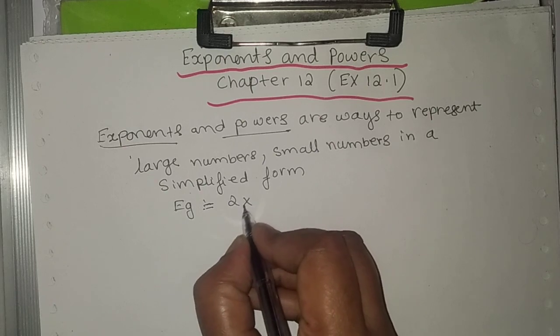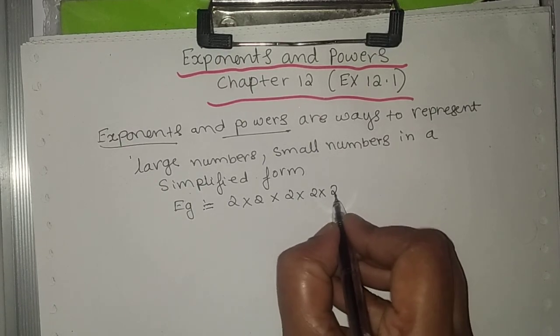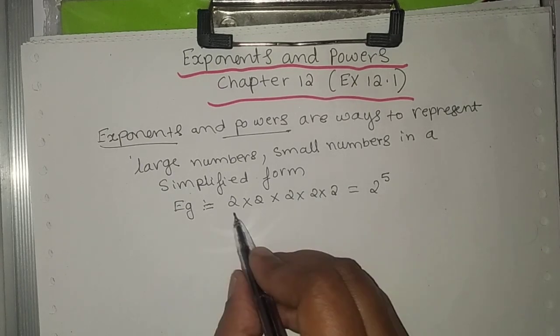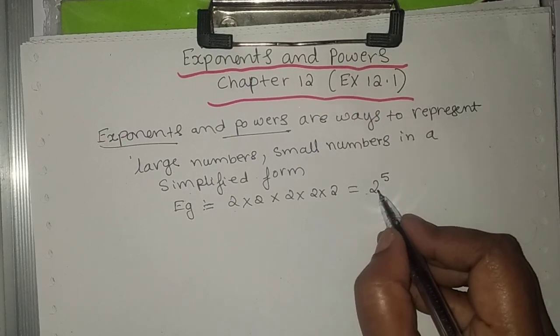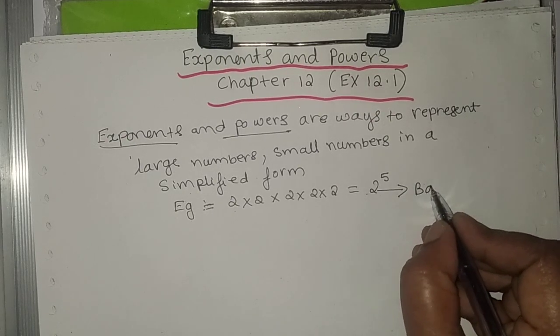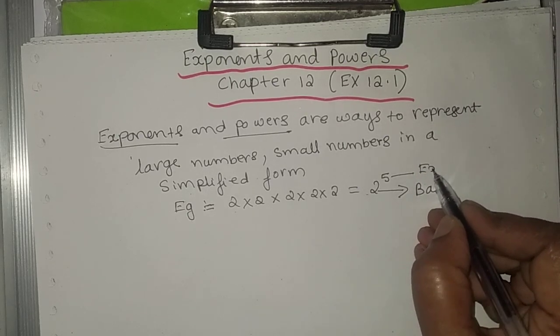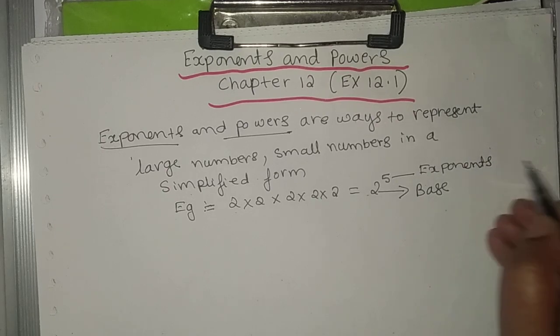So 2 multiplied 5 times can be represented as 2 to the power of 5. That is 2, 5 times. So this is called the base, and this is called an exponent, or also power.